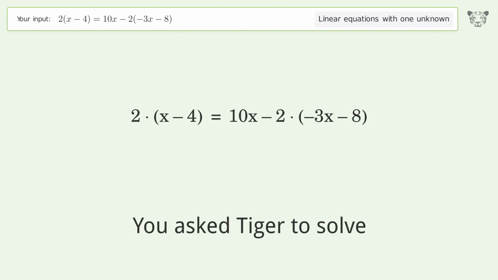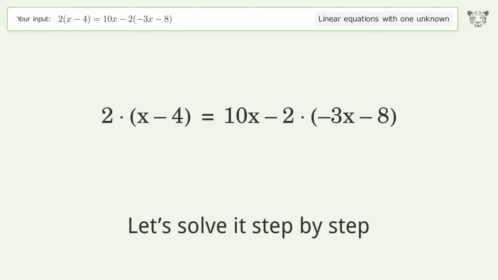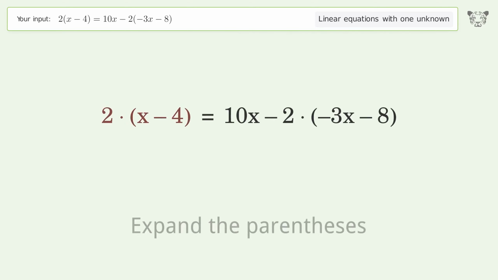You ask Tiger to solve this. This deals with linear equations with one unknown. The final result is x equals -12/7. Let's solve it step by step. Simplify the expression. Expand the parentheses.